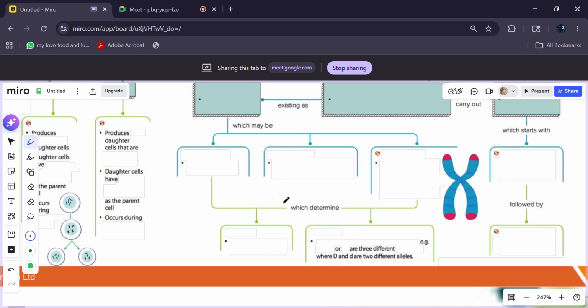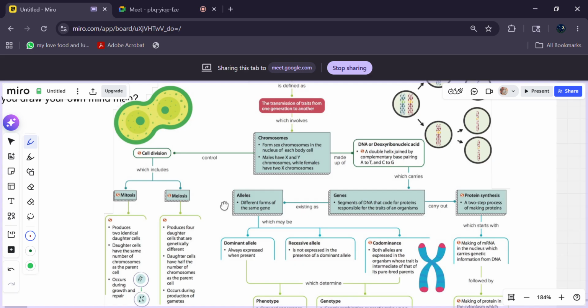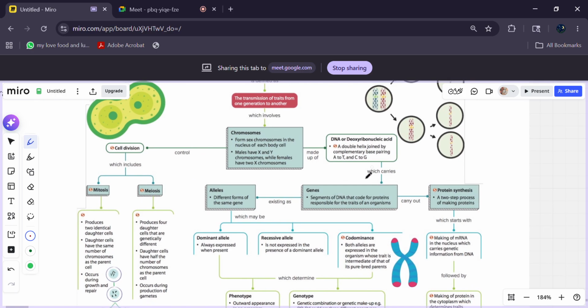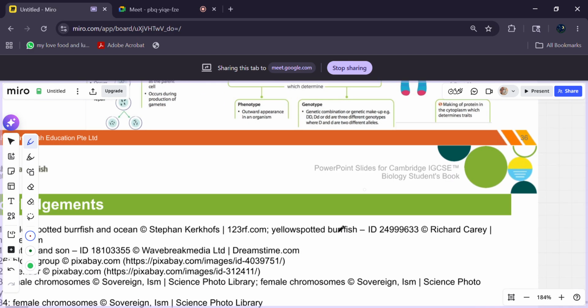They've asked us what we learned. We've learned about inheritance, DNA, chromosomes, mitosis and meiosis, which are types of cell division. We learned about genes, alleles, protein synthesis in the nucleus and in the cytoplasm, the making of mRNA, genotype, phenotype, dominant allele, recessive allele, and codominance.